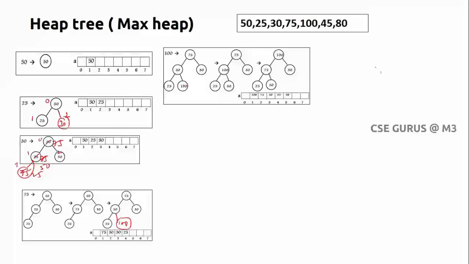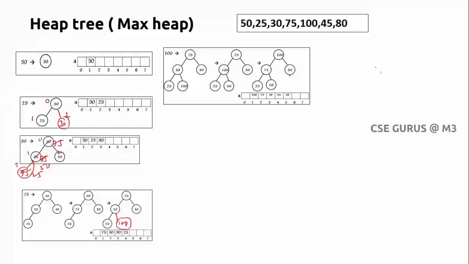So 100 is initially inserted here, 100 with 50. 50 is less than 100, that's why swap, and 100 with the parent 75. So again swap, until it reaches the root node. So now it will be like this. Now check, is it following the max heap property? Yes, true. Now the next element 45.